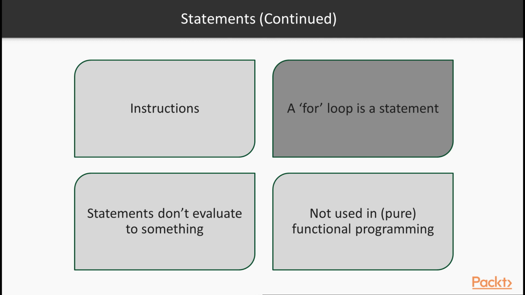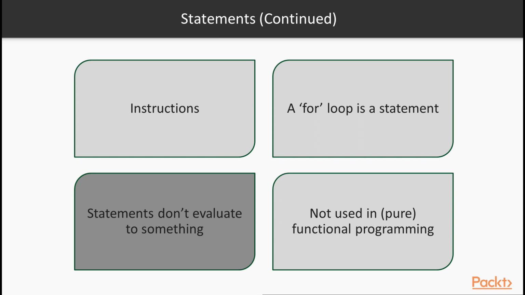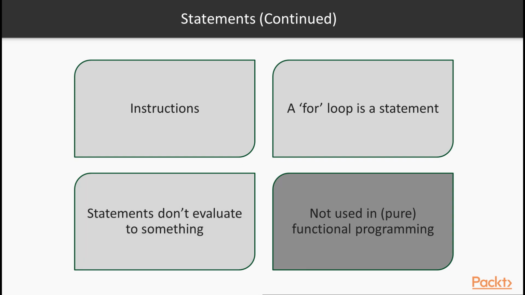A for loop is, for example, a statement. A while loop is a statement. A def or a class, they are all statements. And you can recognize a statement because it doesn't evaluate to anything. They are instructions to do something, instructions to execute something, but they don't give you a return value in and of themselves. And statements are, in pure functional programming, not used. Practically speaking, if you use a reasonable mix of procedural and functional programming, you will use some statements, but in functional programming, the idea is to use statements as little as possible.